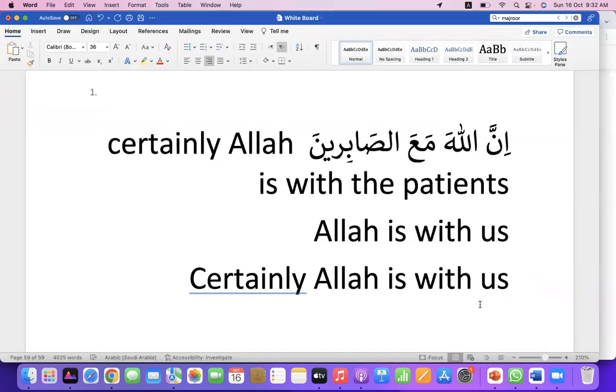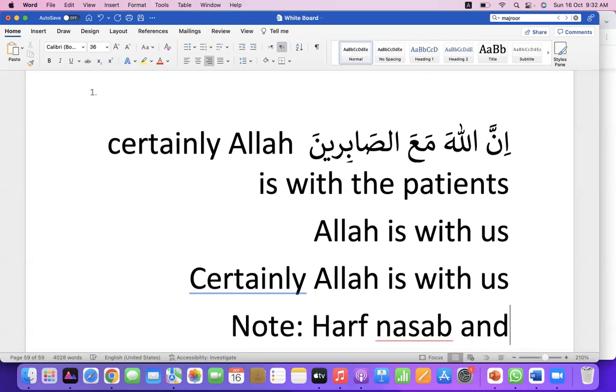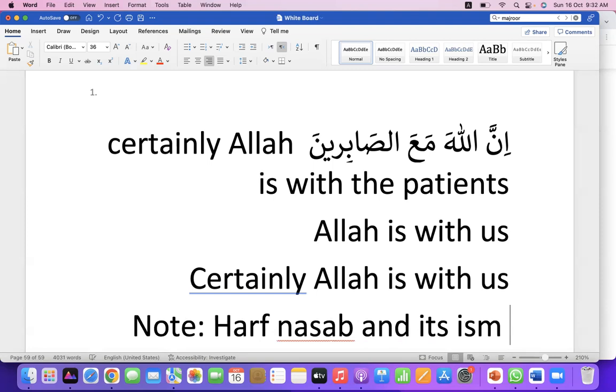I'll give you one note here. In case of mudaf ilayh and harf-e-jar and majroor, I told you that nothing can come in between. But in case of harf-e-nasab and mansoob, multiple words can come in between. So the ism which becomes mansoob because of the harf-e-nasab can be located anywhere in the sentence. Doesn't matter. It can be after three or four words. So harf-e-nasab and its ism can be separated.